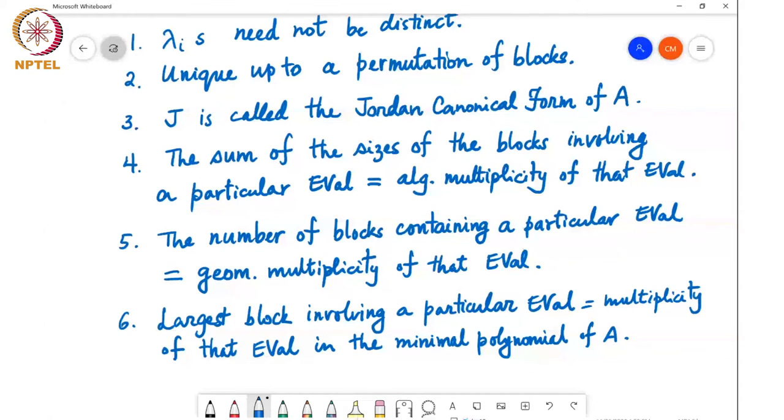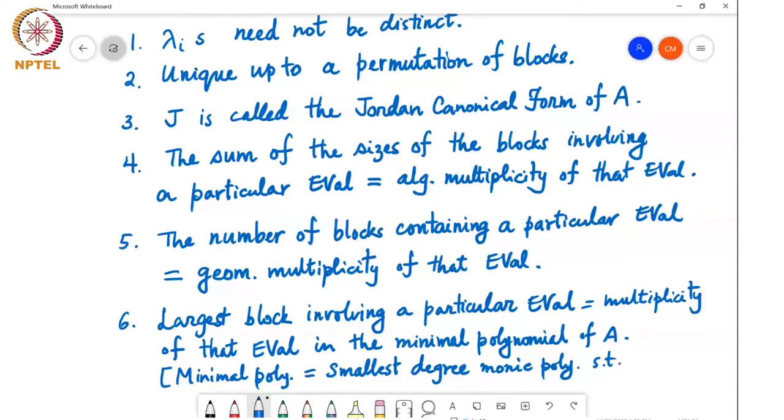Okay, so basically this minimal polynomial of A is essentially, for now, just for the sake of completeness, I'll write this here. So the minimal polynomial is the smallest degree monic polynomial such that P of A equals 0.